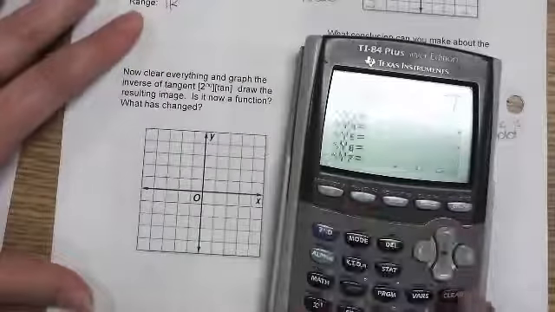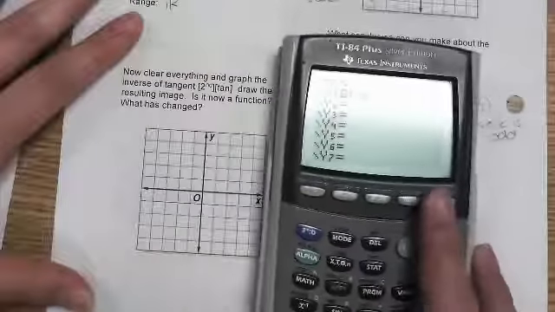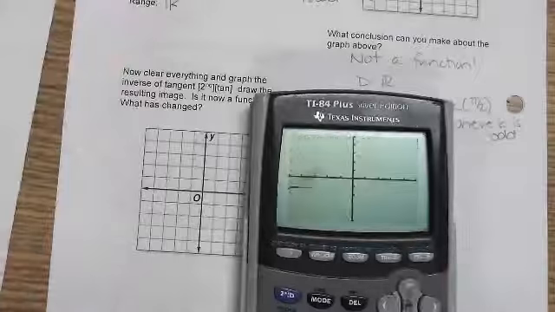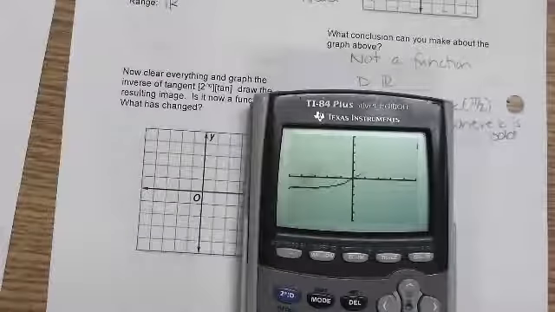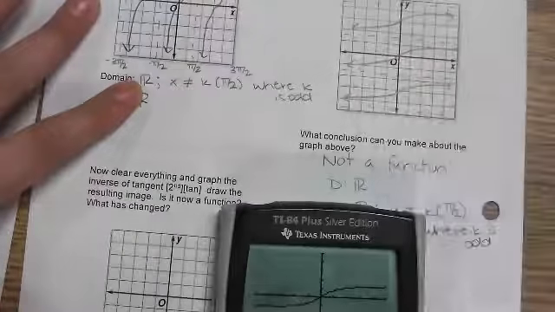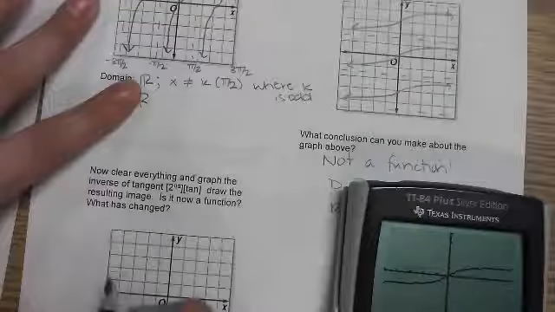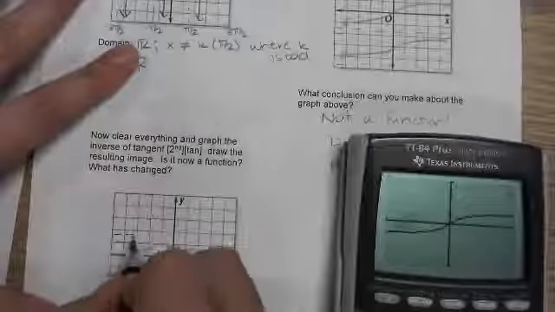So again, we're going to do the same thing where we hit y equals, clear that off, and we're going to do tan inverse to see what part of the original graph they kept that would turn this into a function. So what they did, if you guys can see, they got rid of everything except for this middle piece. And that middle piece is in between negative pi halves and pi halves. So I'm going to go ahead and draw those asymptotes in there.